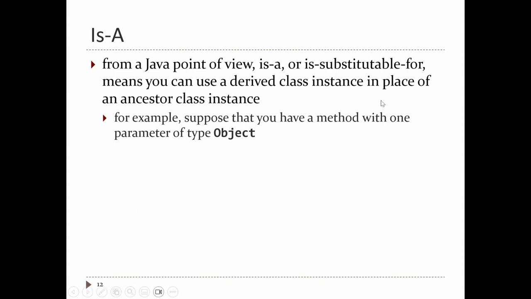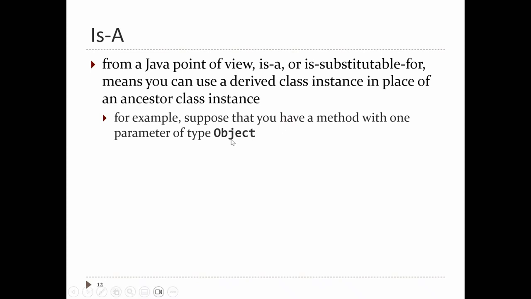Okay, so what does "is substitutable for" mean? This is really important. I think this is the fundamental concept that you need to understand when working with inheritance. "Is a," or "is substitutable for," means I can use a derived class object anywhere an ancestor class object is needed.